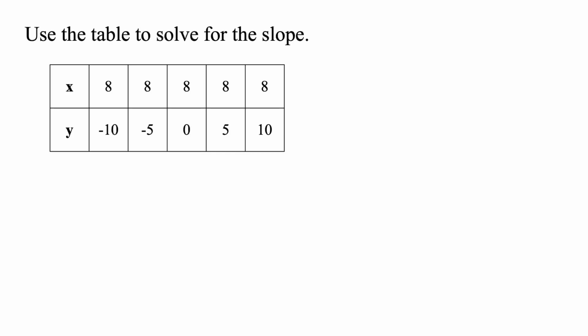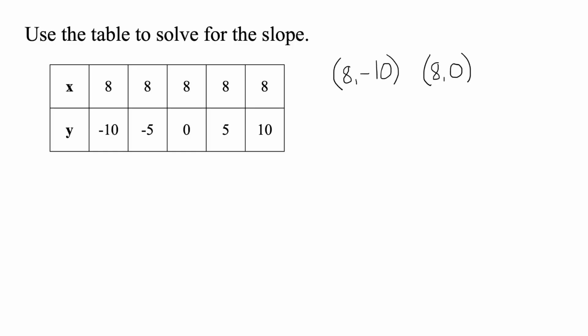Let's work through an example of calculating undefined slope using a table. Use the table to solve for the slope. First, identify two ordered pairs in the table. One ordered pair is 8, -10. Another ordered pair is 8, 0.